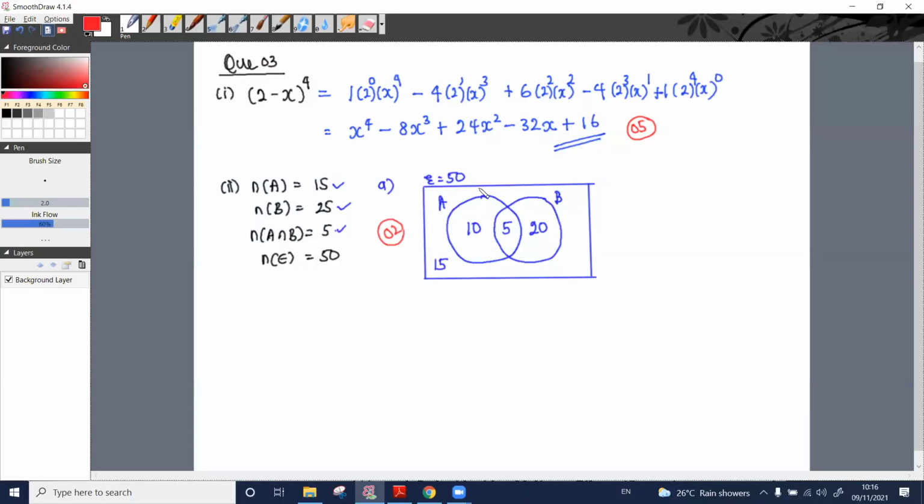Then you will lose marks. Will not get it. Sorry, 2 marks.